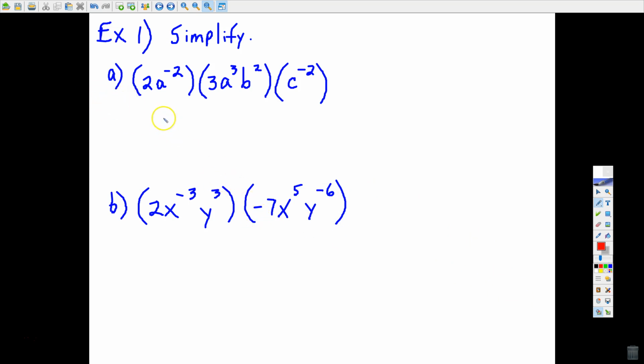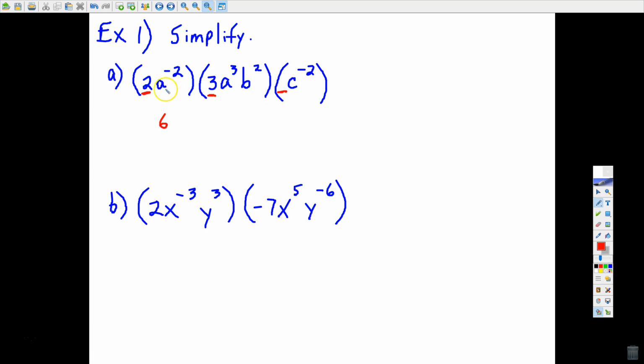So for letter A, I'm multiplying these 3 expressions together, and to start with, I'm going to multiply the coefficients together. Coefficients just mean the numbers that are being multiplied times variables. They're the numbers in front. We have 2 times 3, and then we have this invisible 1. So 2 times 3 times 1, of course, is 6.